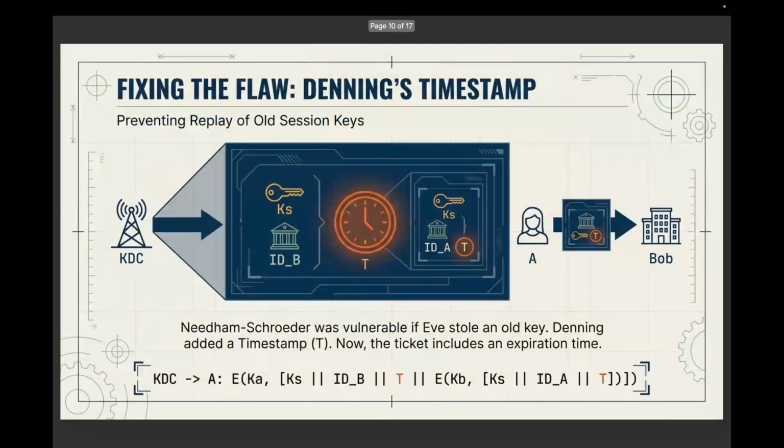So the problem with the original Needham-Schroeder protocol was this. If an attacker stole an old session key, they could replay old messages. To fix this, Denning introduced timestamps. So now the ticket includes a timestamp along with the session key. This means the session key has an expiration time. Even if an attacker captures it, they cannot reuse it later because it will expire. So timestamps prevent replay of old session keys. However, this requires synchronized clocks between systems.